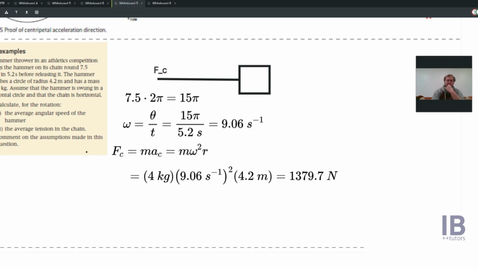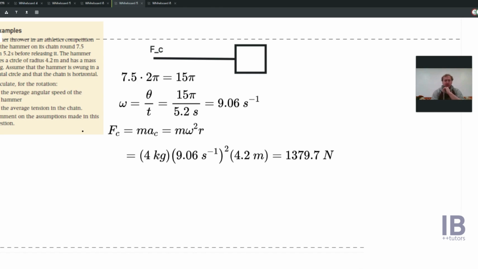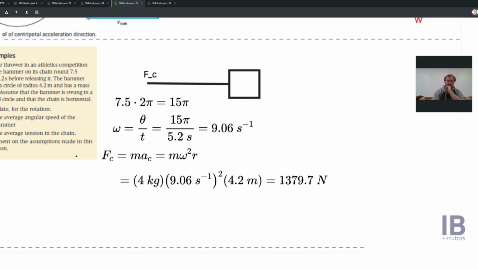So there's many different ways. F is equal to ma. We're trying to find the force, right? But it's actually not so explicit, because it says find the average tension in the chain. And I suppose you just need to understand that tension is a force. Does that make sense? So you're trying to find the force.